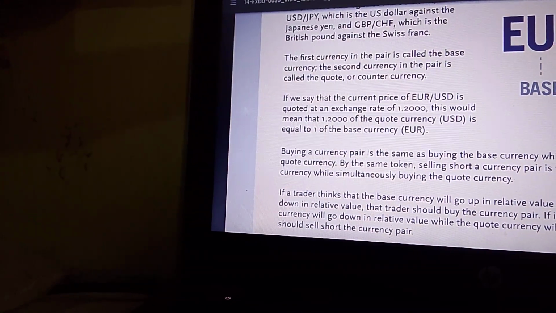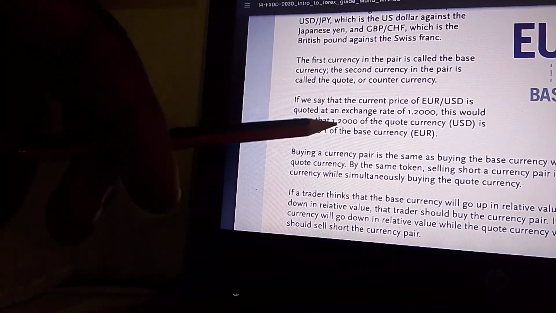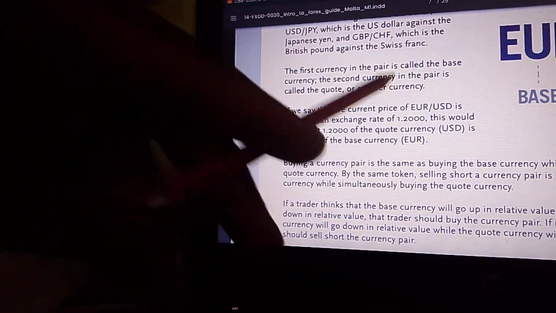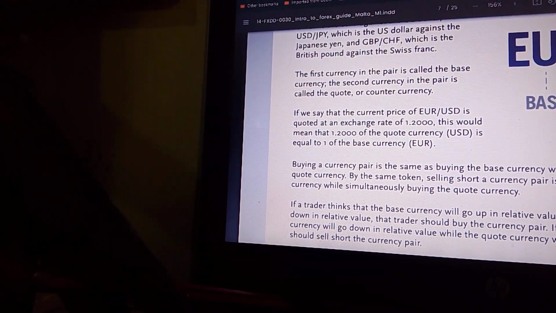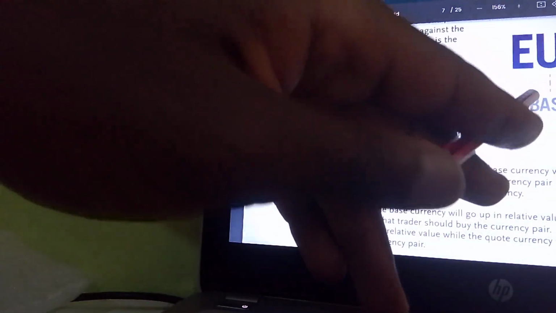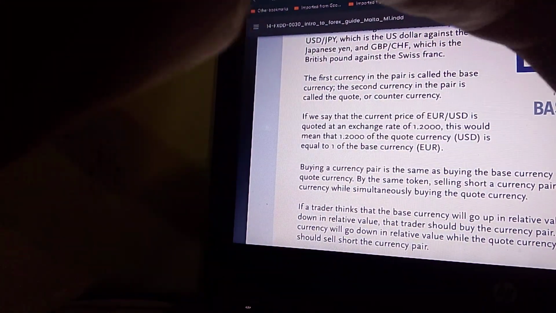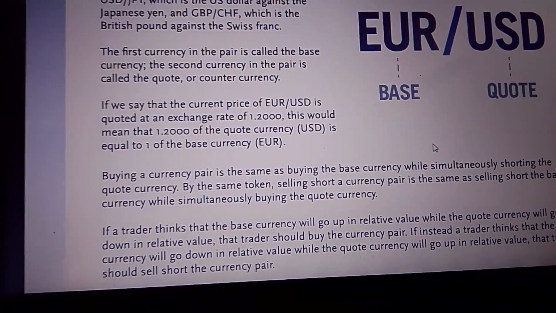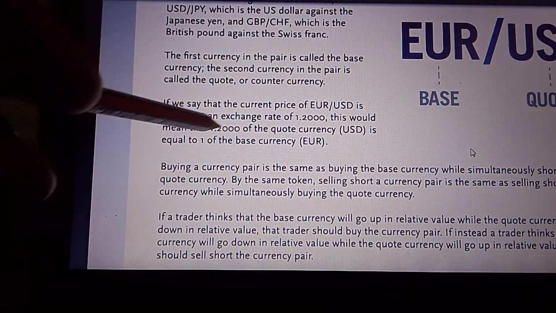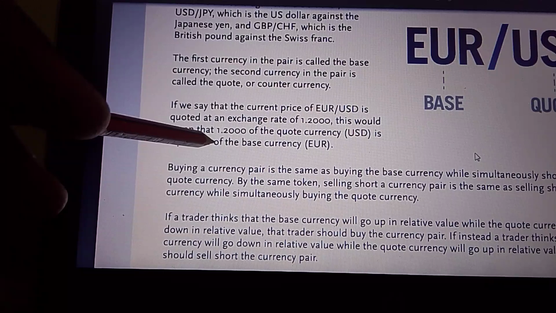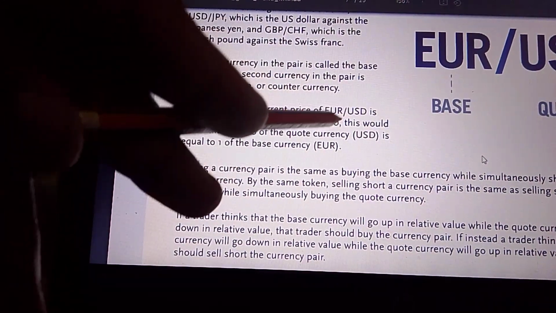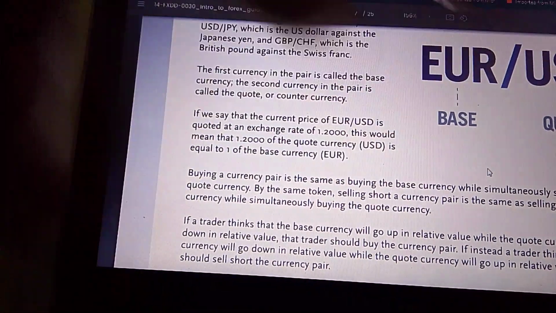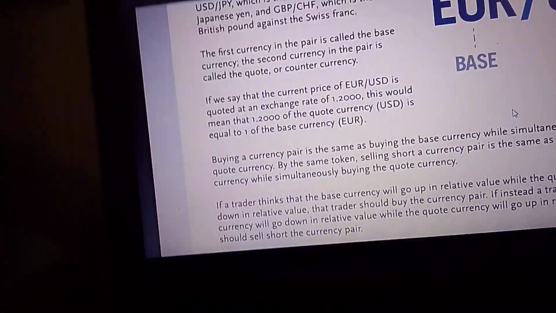I think you got that. If it's quoted at 1.2, it means that the base currency has 1 unit, but the US dollar, the quote currency, has 1.2 units. So if you quote 1.7, then it means that 1 unit of the base is equal to 1.7 of the quote. Yeah, that's better understood.